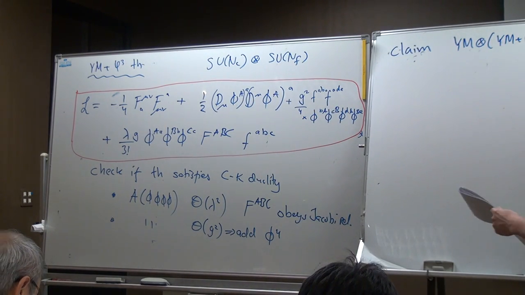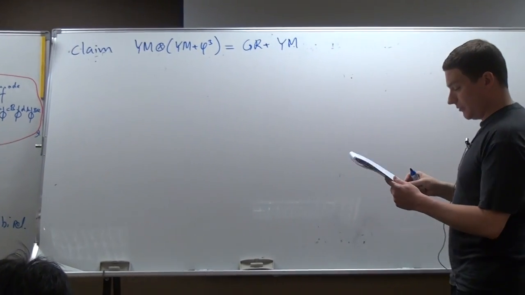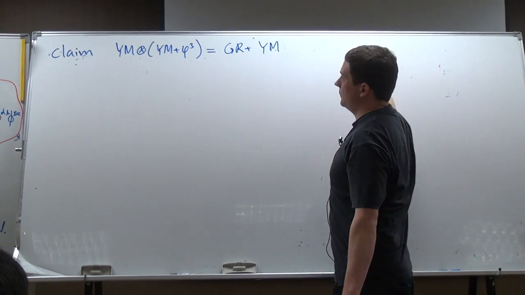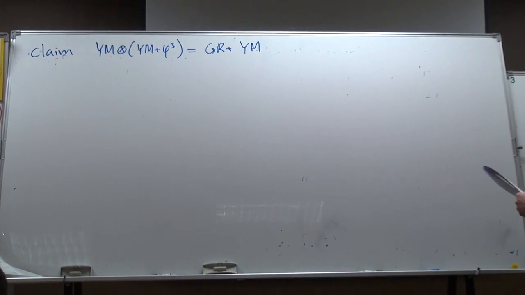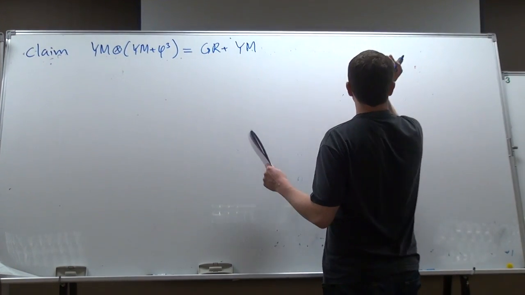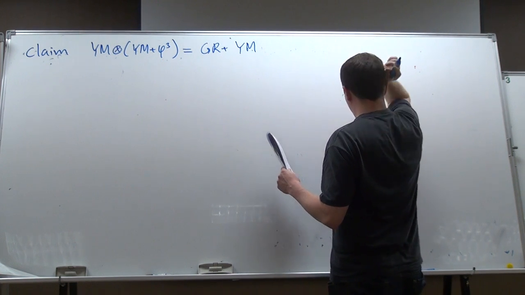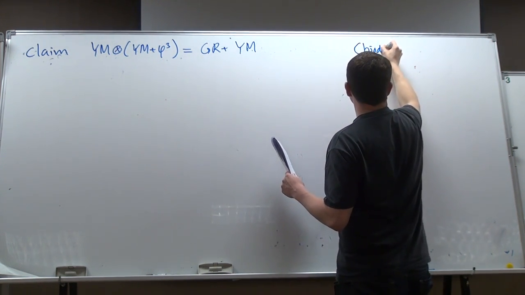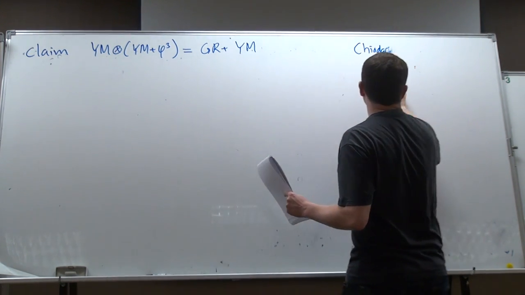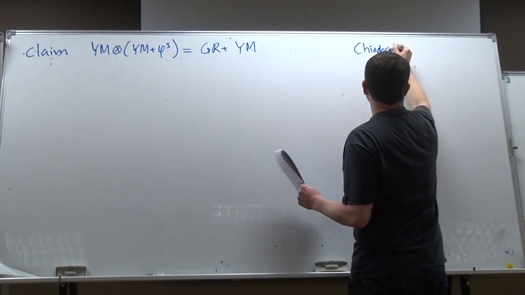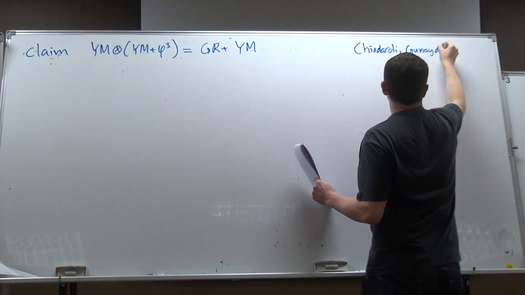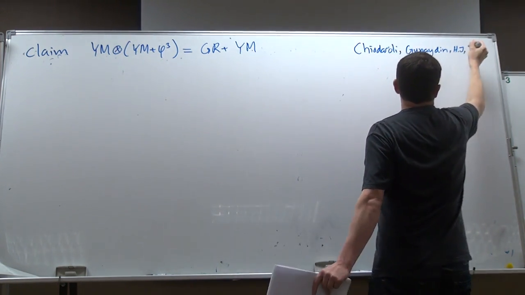Okay, so the claim is that this is the double copy we're looking for. So let's try to check that. In the paper that this talk is based on, maybe I should mention the authors of this paper. So it's Chiaroli and Royman.